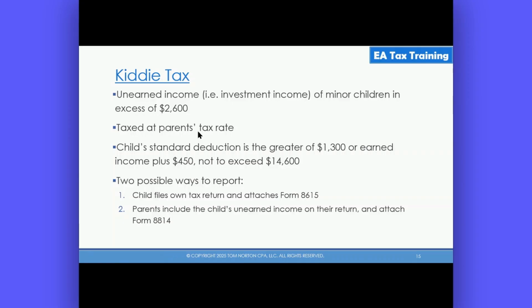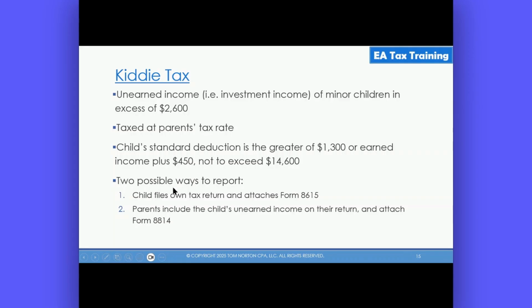So what they're saying is, we're going to give you $2,600 a year. If that child has $2,600 or less of investment income, then no problem. That'll just be taxed at their normal tax bracket. However, if they have more than $2,600 of investment income, that excess is going to be taxed at the parent's tax rate, to make sure that the parents aren't playing these games by moving the money around. As you'll remember, the child's standard deduction, if they can be claimed as a dependent on their parents' return, is the greater of $1,300 or their earned income plus $450.